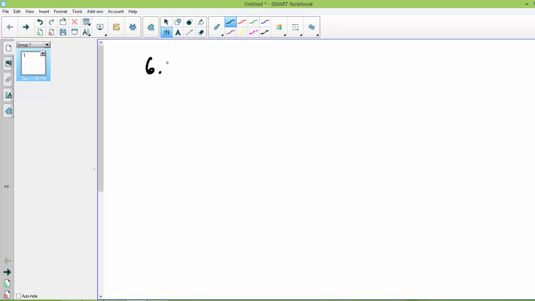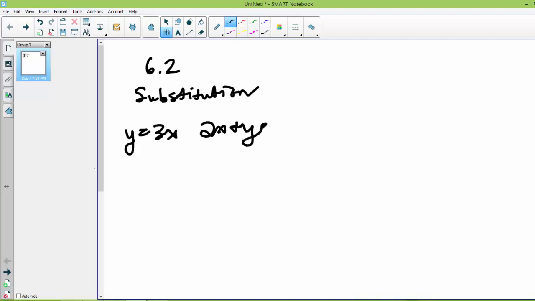We are going to work on Chapter 6, Section 2, and this has to do with solving two equations using substitution. So, if you have two equations, y equals 3x and 2x plus y equals 45, then you are going to substitute for this y, which is the exact same thing as this y. You're going to put a 3x in there instead of the y, so that you have one equation with one letter, and then you can solve.